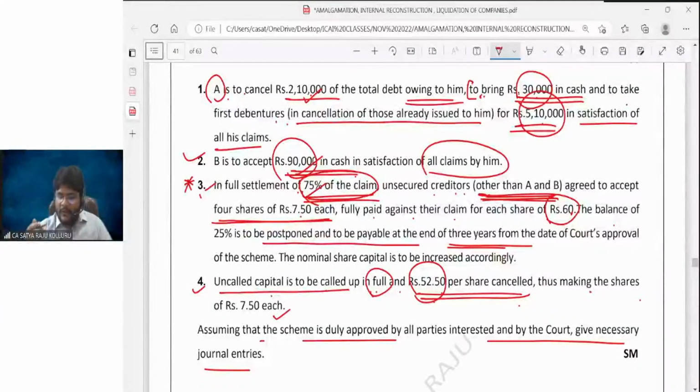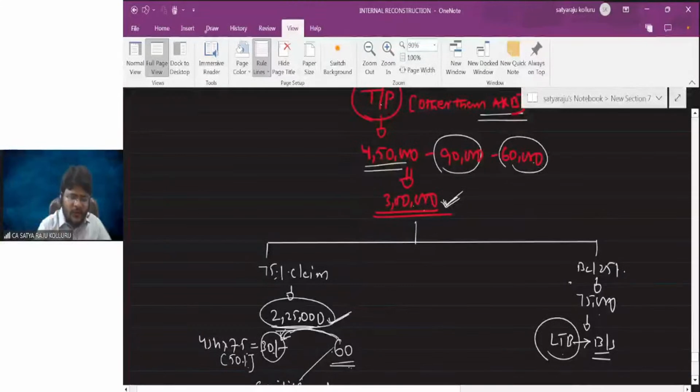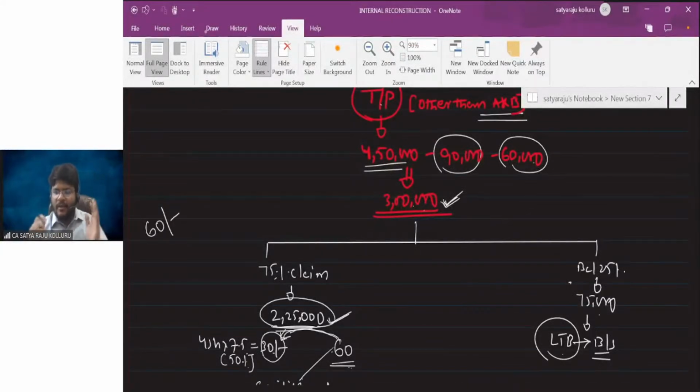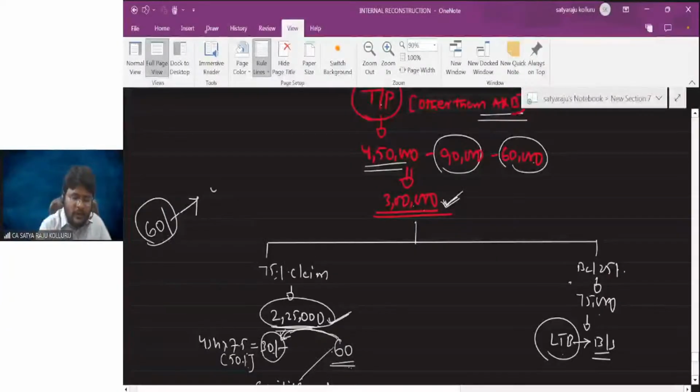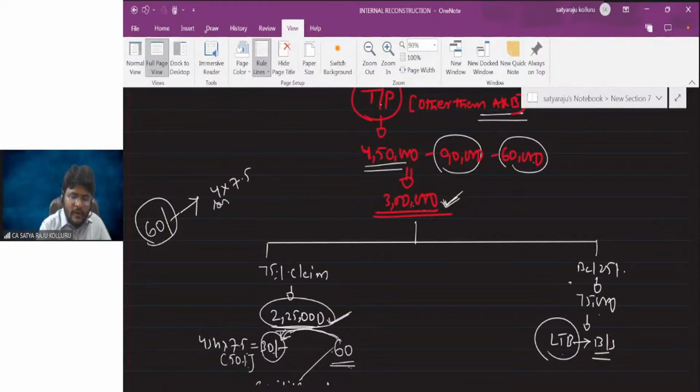Out of 2,25,000, every 4 shares of 7.50 each, fully paid, against their claim for each share of 60. What they are telling, let us assume, for every 60 rupees portion, they are issuing 4 shares of 7.5. These are equity shares. 4 shares into 7.5 each means 30 rupees.